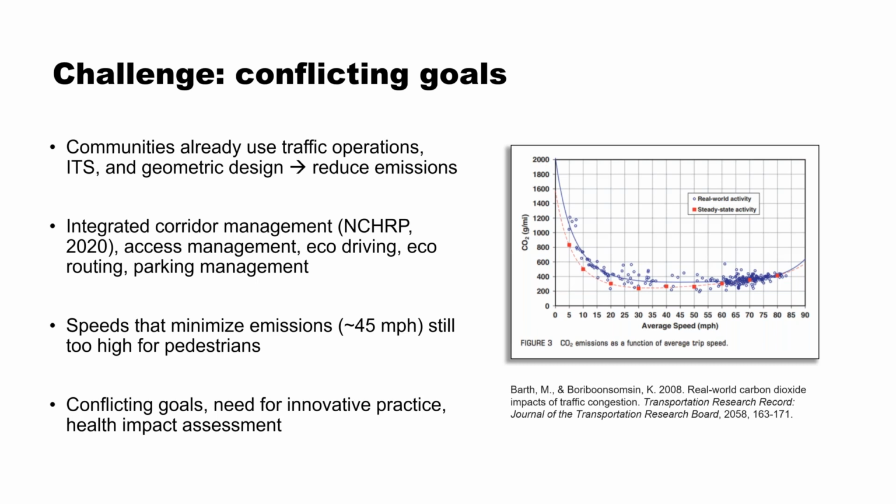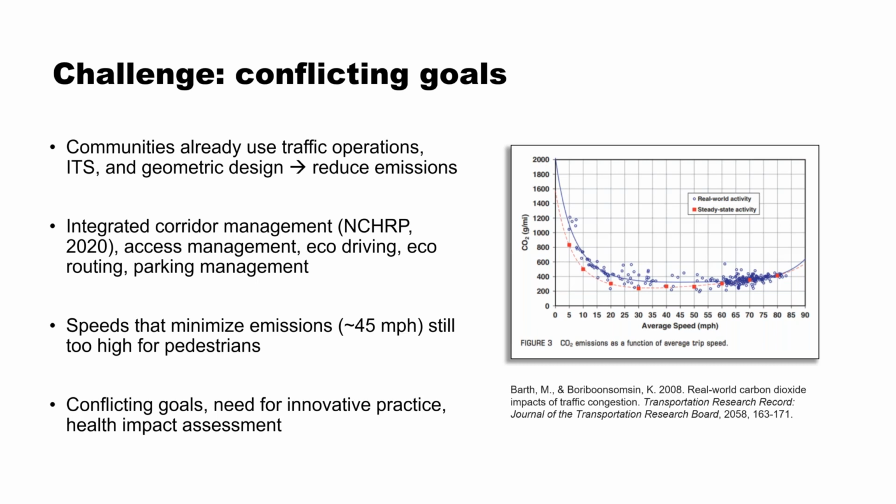Eco driving, eco routing, and parking management are all tools that we know will affect how our traffic operates in these places, and can we use that management of traffic to affect things like noise, safety, pollution, etc. But here's the conflict though. We know from this research, the body of work on these topics, that speeds that minimize emissions, especially in heavy stop and go traffic, are around 45 miles an hour. And that is still too high to realistically survive a pedestrian crash. That's just too high.